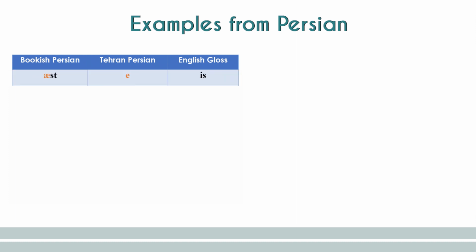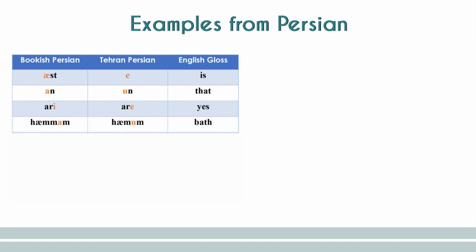The word for "is" in Persian is ast. So ast in TP becomes e. The word for "that" is on. That's what you will learn as a PFL, Persian as a foreign language student. It becomes un, which means that. The word for yes, there's a few words. One of them is ari, which becomes are. Hammam becomes hammum, which means bath. Khiyaban becomes khiyabun, street, road.